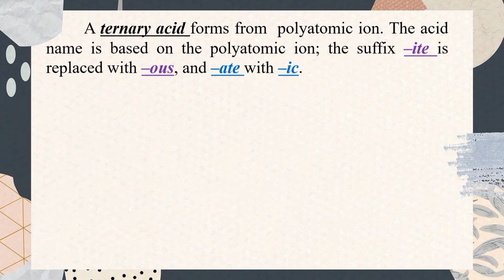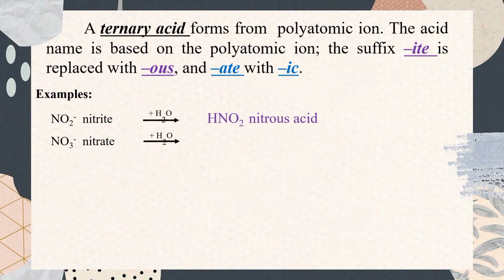A ternary acid forms from a polyatomic ion. The acid name is based on the polyatomic ion. The suffix ite is replaced with ous and ate with ic. Examples: we have the pair nitrite and nitrate. Once these ions are added to water, for nitrite, the acid formed is HNO2, called nitrous acid. For nitrate, the acid formed is HNO3, which is nitric acid.